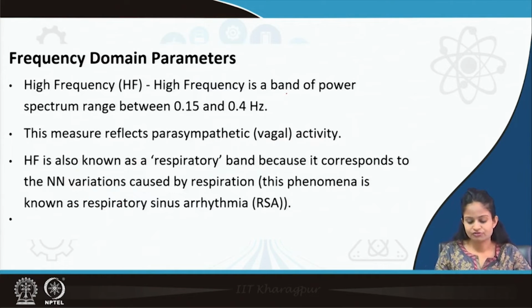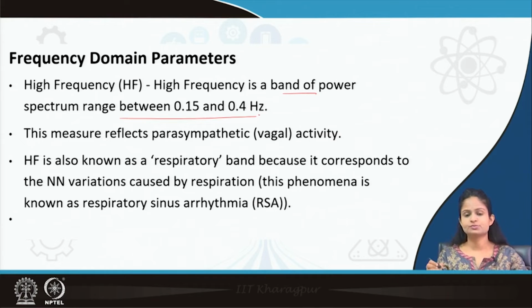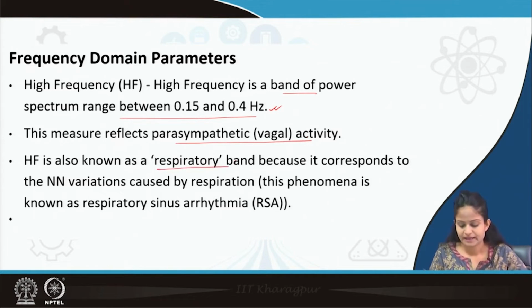High frequency is a band of power where the spectrum ranges between 0.15 to 0.4 hertz. This measure usually reflects vagal activity or parasympathetic activity. This is also known as the respiratory band, because it corresponds to the NN variations caused by respiration, mainly respiratory sinus arrhythmia. So, the high frequency band usually corresponds to respiratory sinus arrhythmia, and this measure is usually reflected with the vagal activity of the autonomic nervous system or the parasympathetic activity.